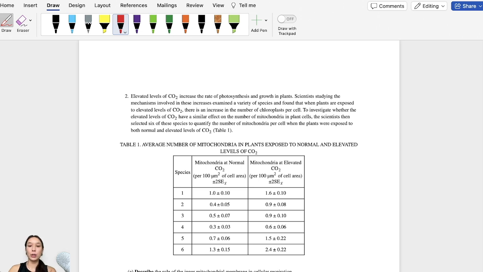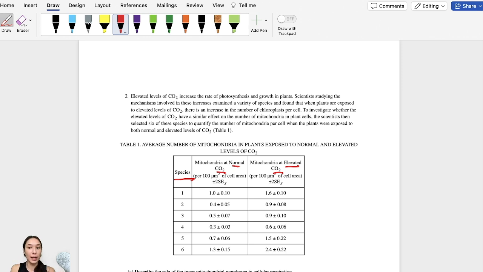Okay, so for this chart, just to break it down, you have 6 different types of species of plants that you're testing, and you're exposing them to normal CO2 and then elevated CO2. So you're putting them in the regular environment, and then what happens if I expose them to extra CO2? And what you're measuring in this case is the number of mitochondria, because the number of mitochondria should relate to how much energy is being made, right?